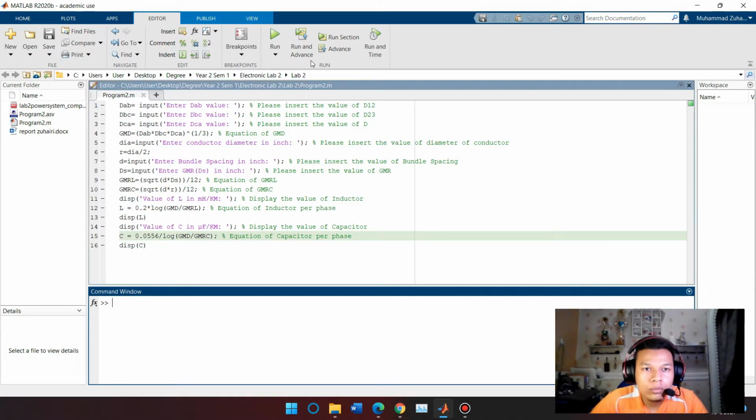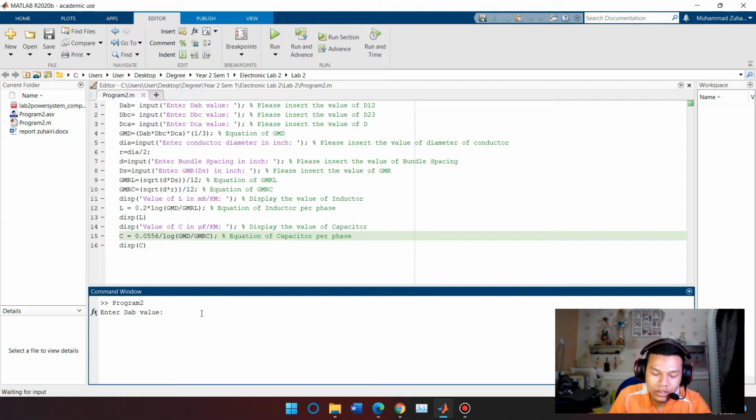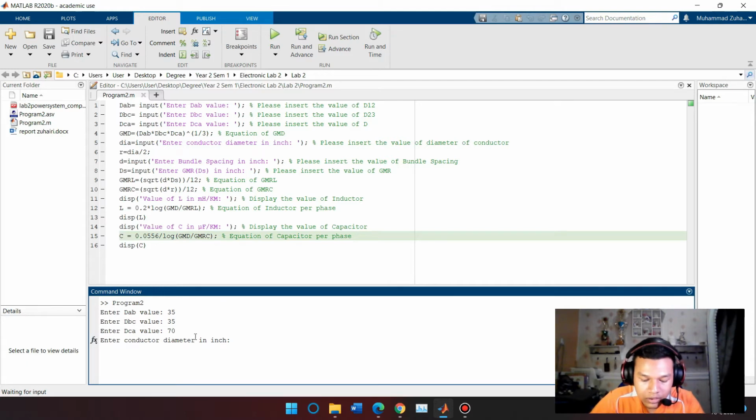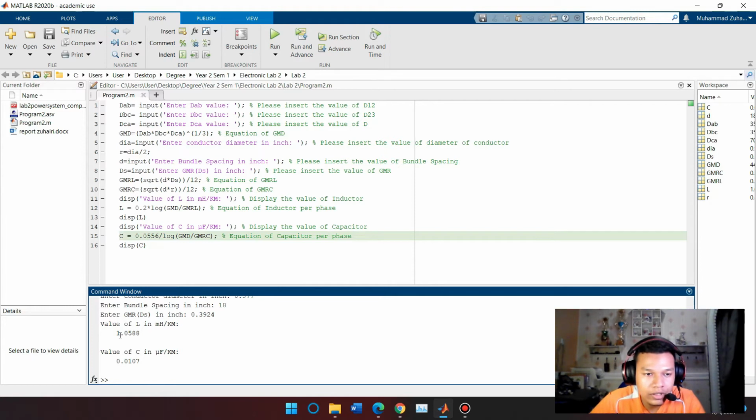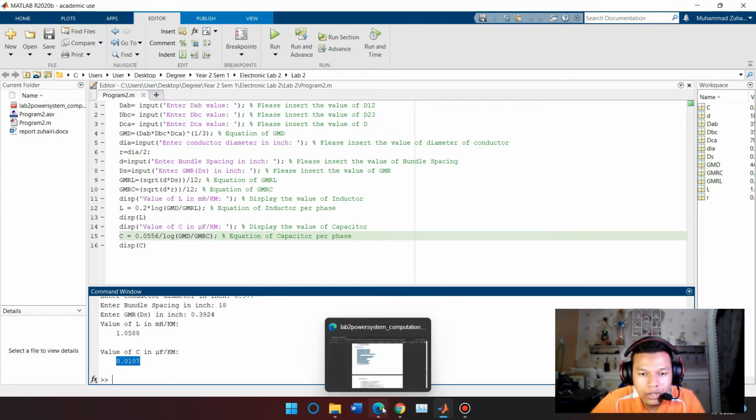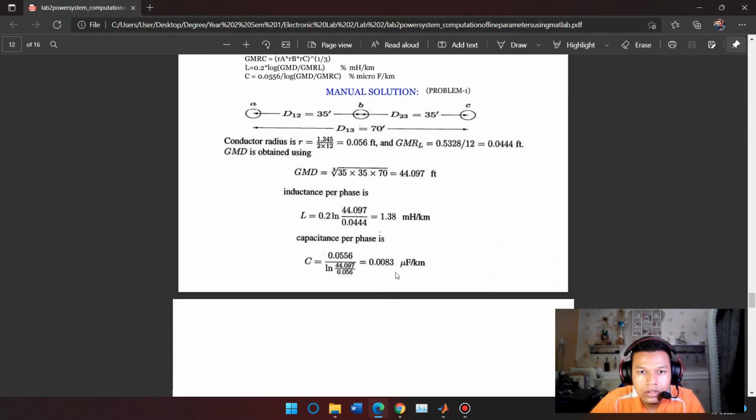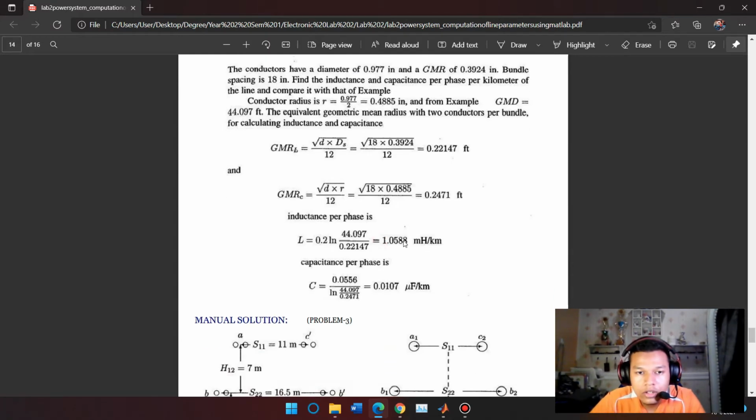To get the output, firstly we click run, and then we put the value of DAB, which is 25. Also DBC is 35, and the value of DCA is 70, and the diameter of conductor is 0.977, and the bundle spacing is 18, and lastly the value of GMR is 0.3924, and we click enter. So this is the value of inductor and capacitor. We can compare to the lab.